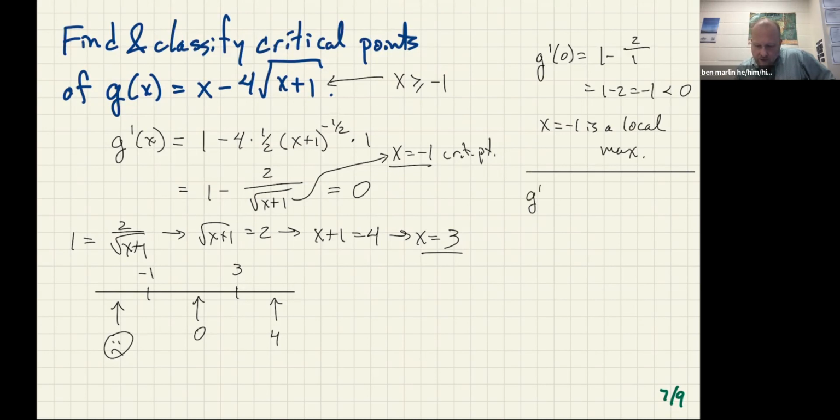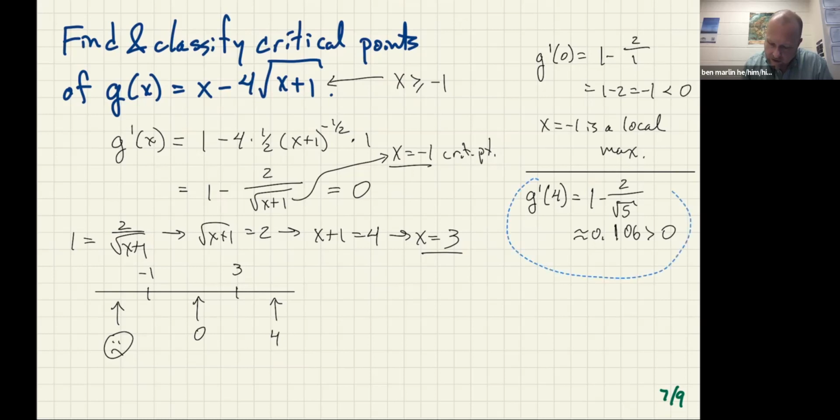Now we're going to check g prime of 4. So g prime of 4, you have 1 minus 2 over the square root of 4 plus 1. Man, I can't do that in my head either. So 1 minus 2 divided by the square root of 5. I get about 0.106. What's important is that it's positive, and we knew that the other part, we had something negative.